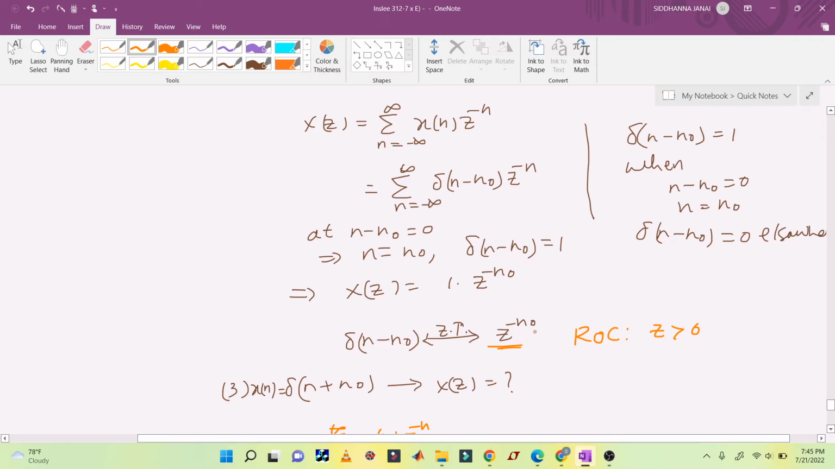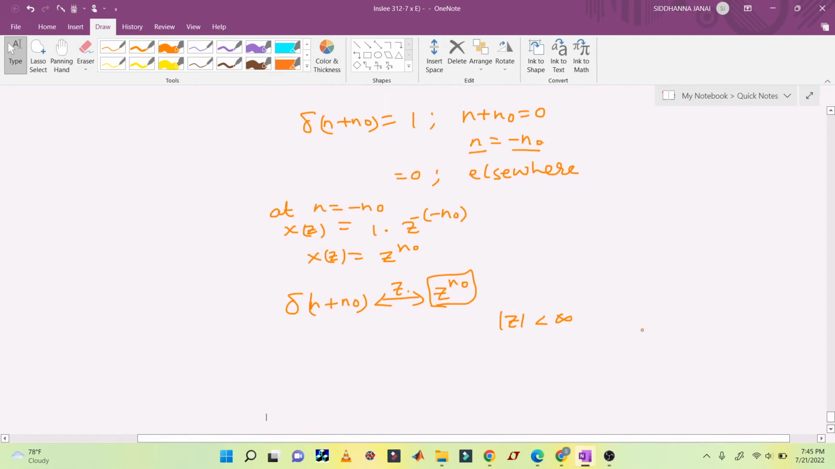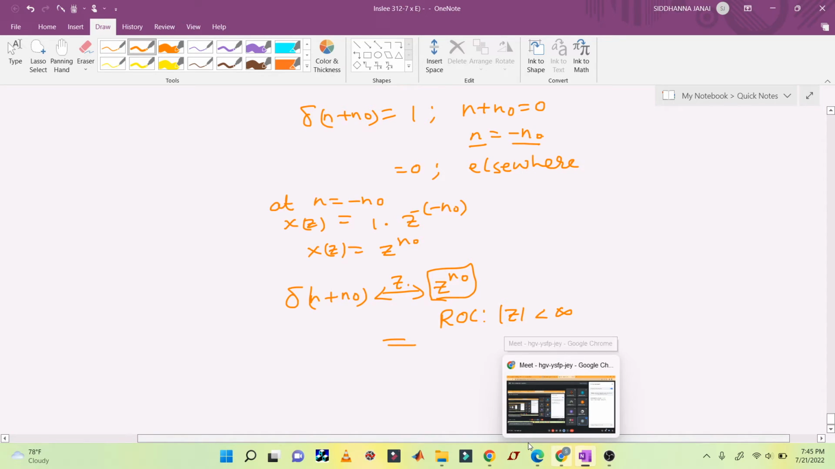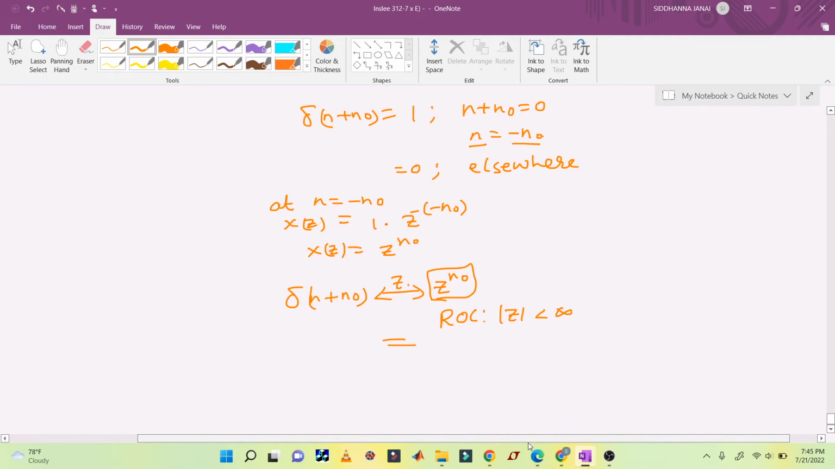If it becomes 0, then z to the power minus n naught will be written as 1 divided by z to the power n naught. If it is 0, 1 by 0 will be infinity. That's why ROC is z greater than 0, whereas here ROC is z less than infinity. These are the conditions for our delta function, z transform and ROCs. Any doubt regarding these three problems? These are very straightforward problems.